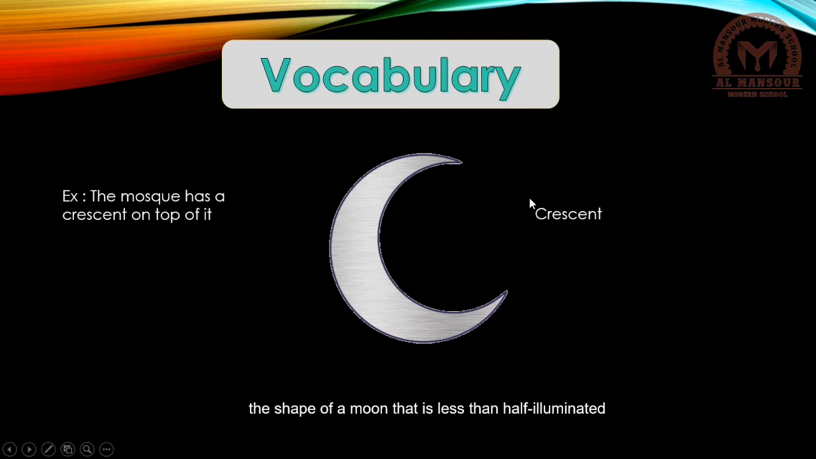This is a crescent. Repeat after me, crescent, okay? This shape is called a crescent. It doesn't mean the moon only. You can find this on the top of the mosque or masjid, which is also called a crescent. Particularly anything with this shape is called a crescent.